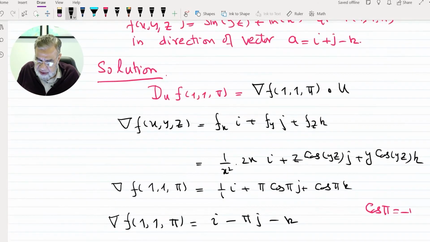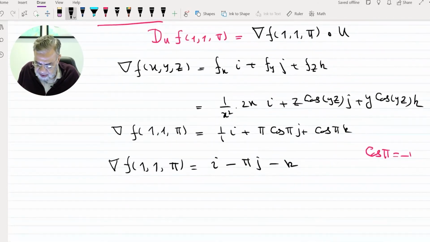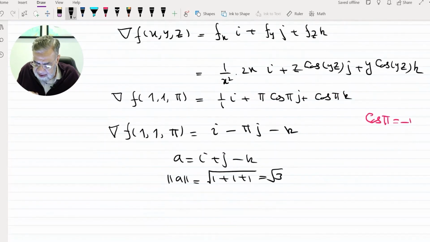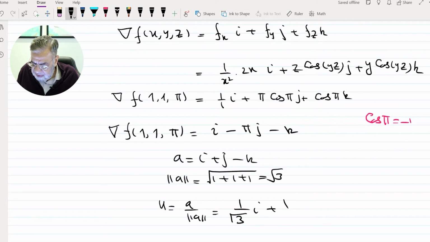We find the unit vector. We have a vector A equal to i plus j minus k. The magnitude of vector A is equal to the square root of 1 plus 1 plus 1, which is root of 3. Then I can write my unit vector u is equal to A over the magnitude of A, that's equal to 1 over root of 3 i plus 1 over root of 3 j minus 1 over root of 3 k. So that's my unit vector.